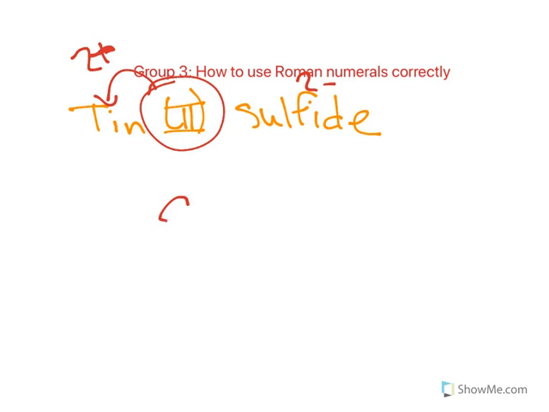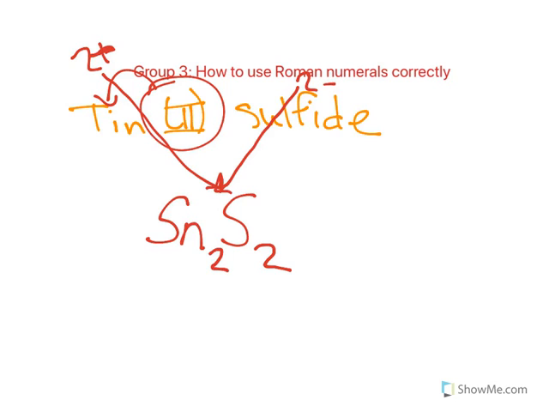Tin, for the record, is Sn. Comes from the Latin name. I know it's weird, but it is what it is. So we have Sn and we have S. The 2 from the tin goes to the sulfur. The 2 from the sulfide goes to the tin.